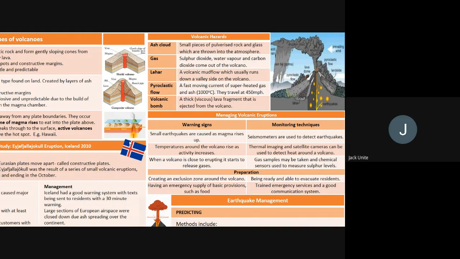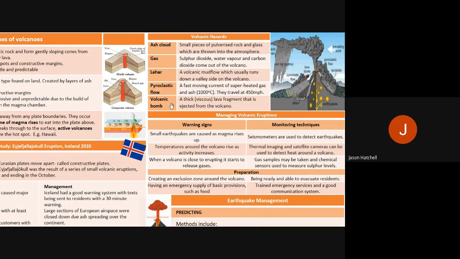So now we've looked at volcanoes. Is there anything else we need to know about them, sir, or are we nearly there with them? We're nearly there. I'm just going to go through one or two more quick things, and then we're going to move on from volcanoes. I just want us to think about the hazards that volcanoes create. In other words, the problems for people that volcanoes can create. And you've got a list of them here in front of you at the top. So we've got ash clouds, gas, lahars, pyroclastic flows, and volcanic bombs.